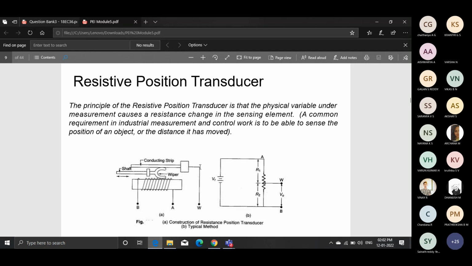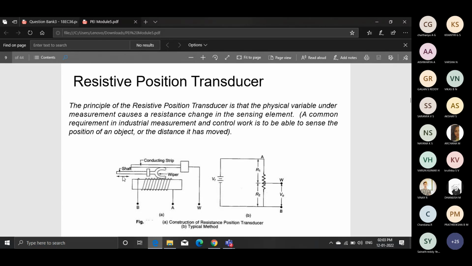Previously, we had a coil-based resistance. Here on the right side, we have a coil and a variable movement. This is the shaft, a wiper. We keep moving it on the left side or right side, so resistance can be changed right from left to right. So the conducting strip and shaft will be there.